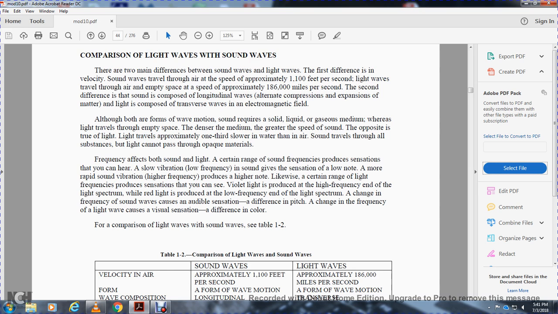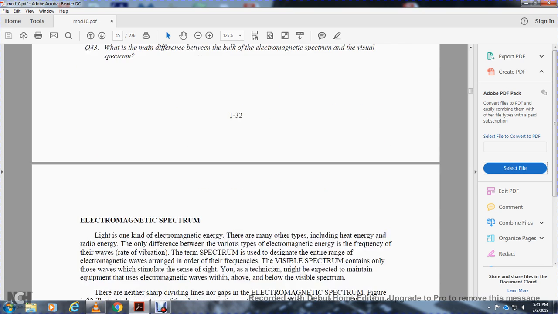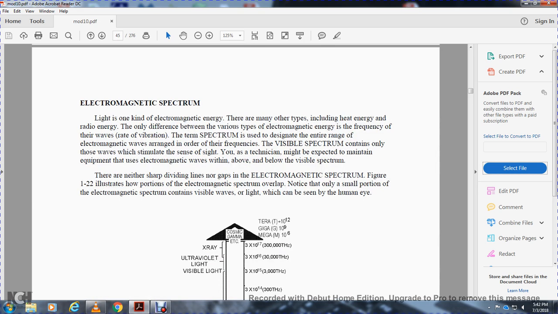For comparison of light waves and sound waves, see table 1-2, the electromagnetic spectrum. Light is one kind of electromagnetic energy. There are many other types, including heat energy and radio energy. The only difference between the various types of electromagnetic energy is the frequency of their waves, the rate of vibration. In terms of the spectrum, you have the entire range of electromagnetic waves in order of frequency. The visual spectrum contains only the waves that stimulate the sense of sight. The technician may be expected to maintain equipment using electromagnetic waves within, above, and below the visual spectrum. There are neither sharp dividing lines nor gaps.